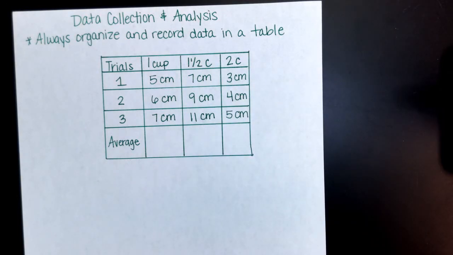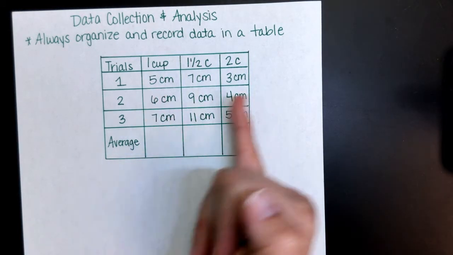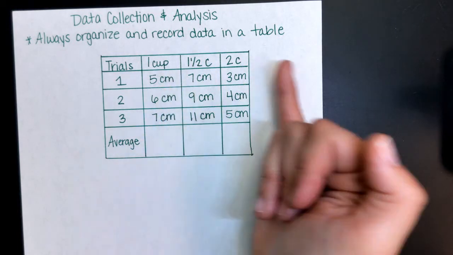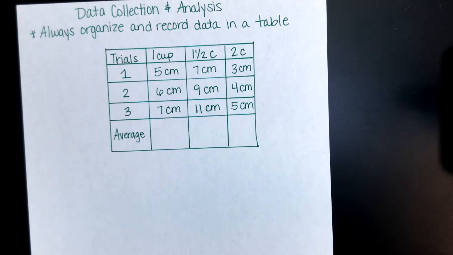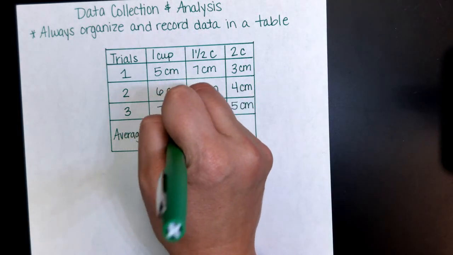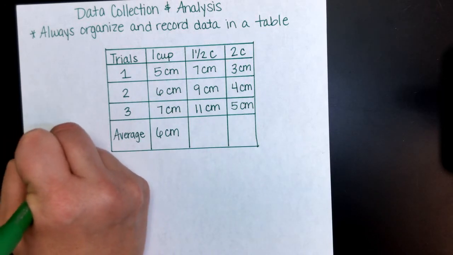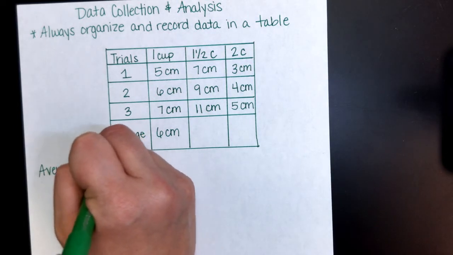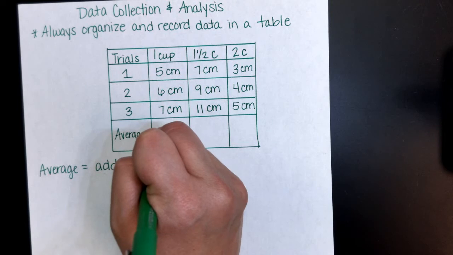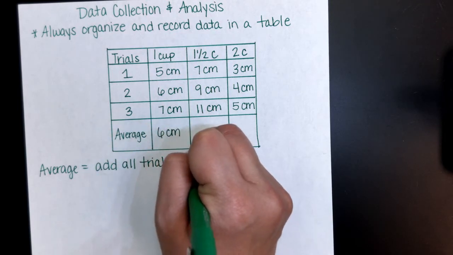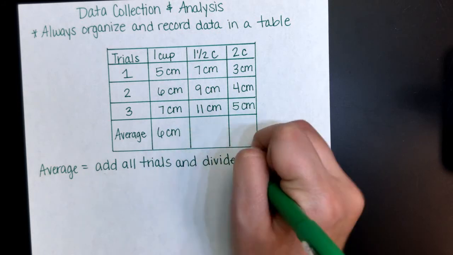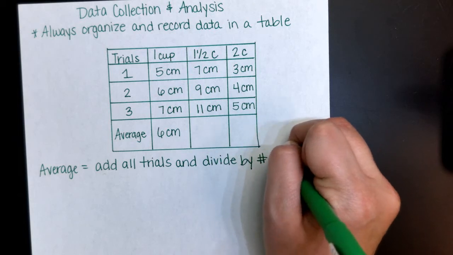Okay, so if you were going to graph this, then technically, if you left it like this, you would need to graph all 3 trials for each one. So instead, you can find the average and graph the average instead. So to find the average, you add all trials and divide by the number of trials that you added together.